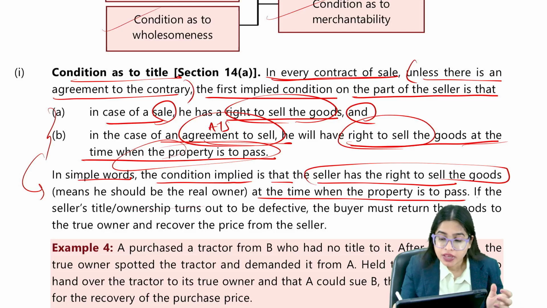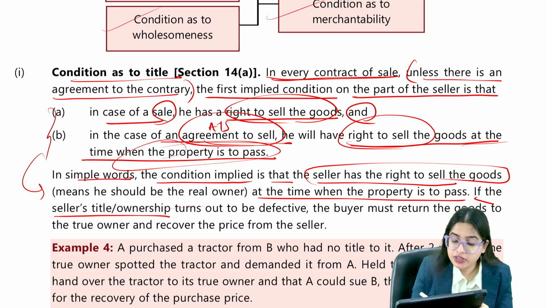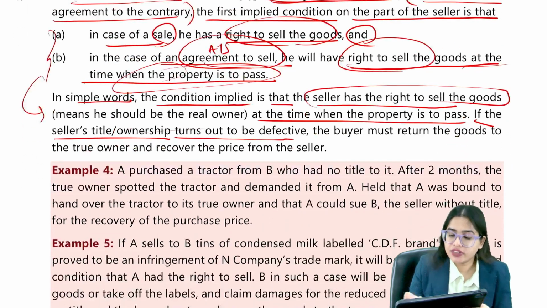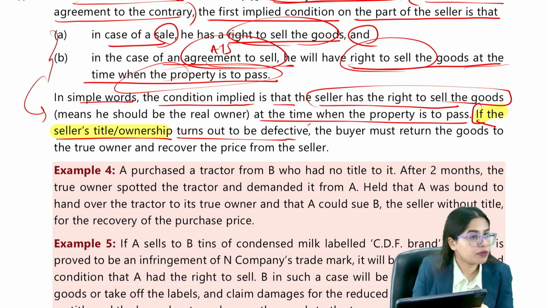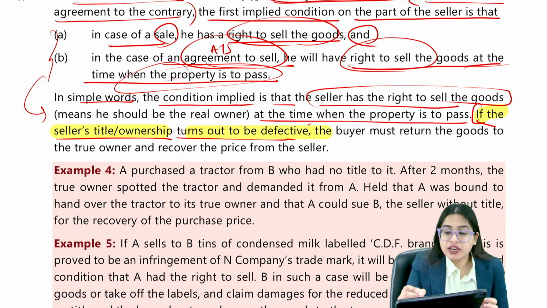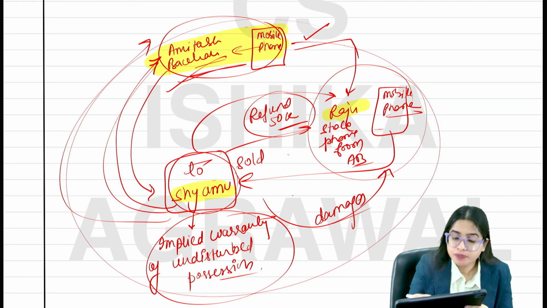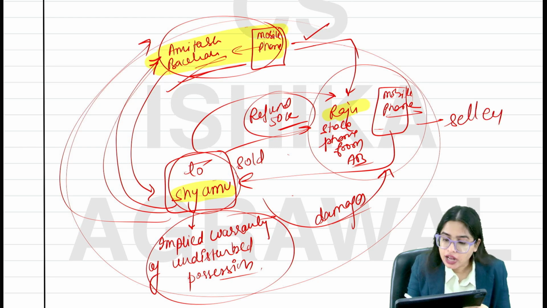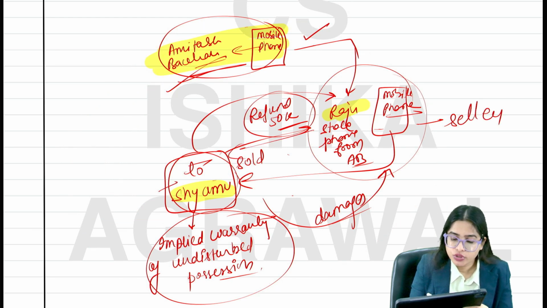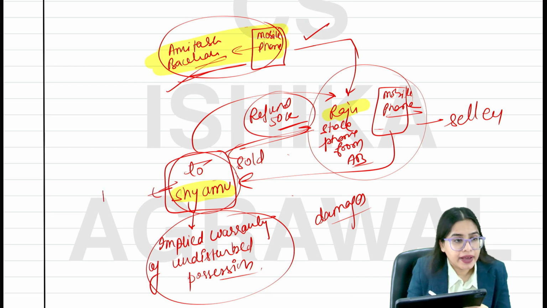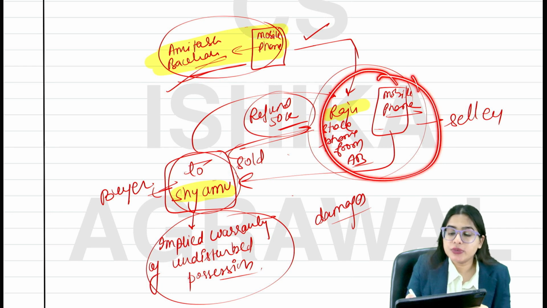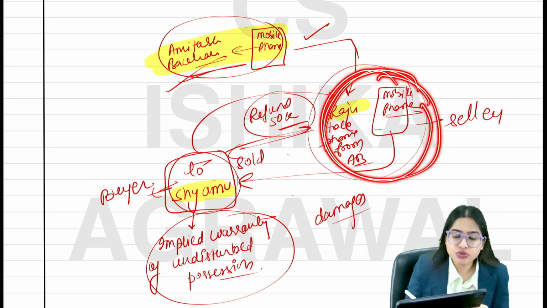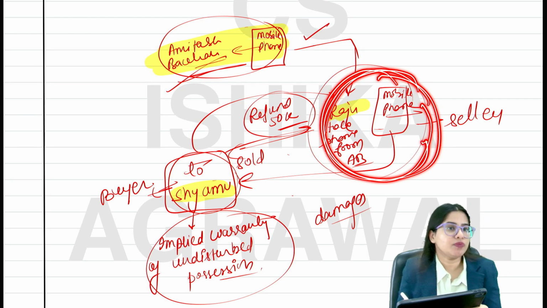If the seller's title or ownership turns out to be defective, now what is given here? A very nice line is given: if the title or ownership of the seller turns out to be defective. Here, who is the seller? Raju is the seller. Raju is selling this phone to Shamu. Shamu is the buyer. So what is the implied condition? The implied condition is that Raju should have the right to sell, which means Raju should be the true owner. Raju should have the title or ownership of the goods.